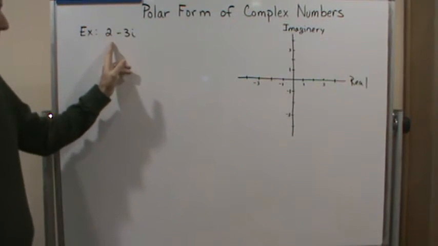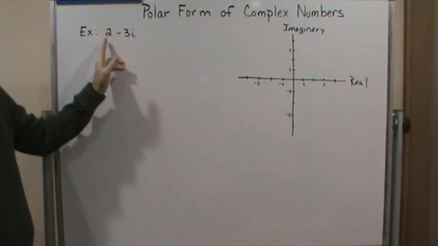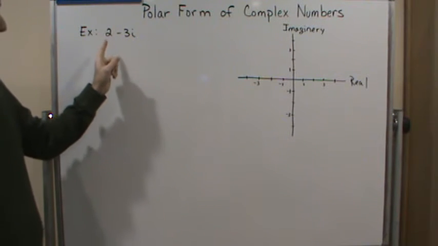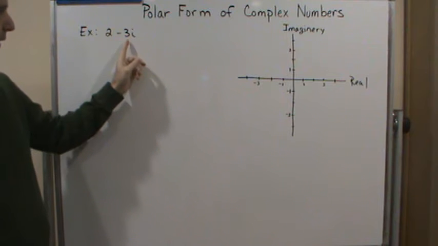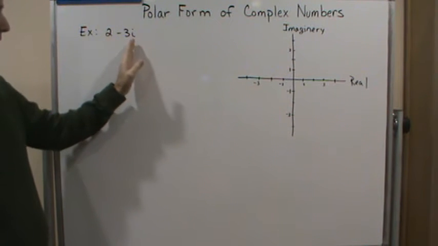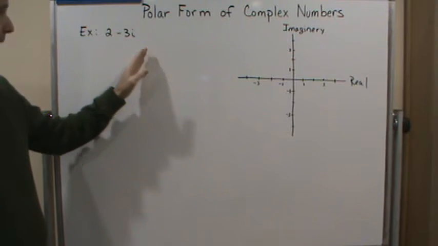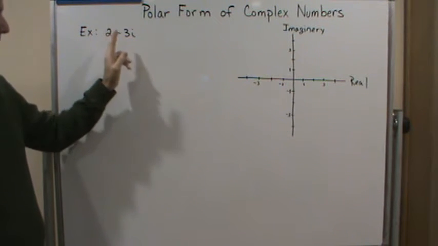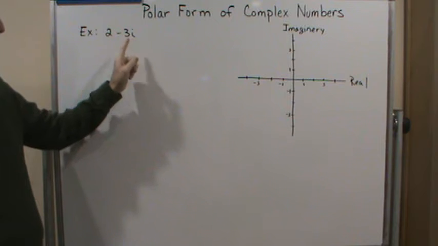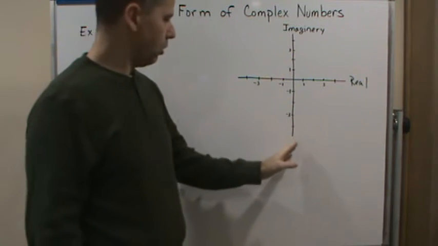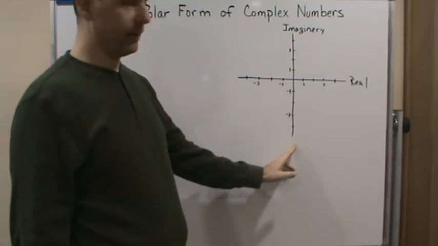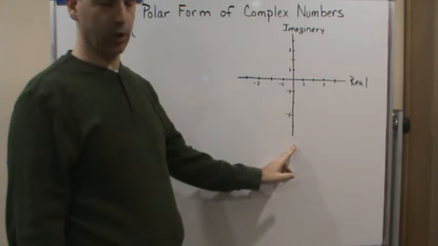For example, in this complex number, remember it has two parts. We have the real part and we have the imaginary part. The complex number is formed by those two parts. So this is the real part, this is the imaginary part. So the i goes along this, so you could think of this as the i-axis.